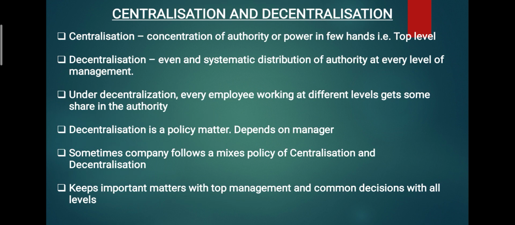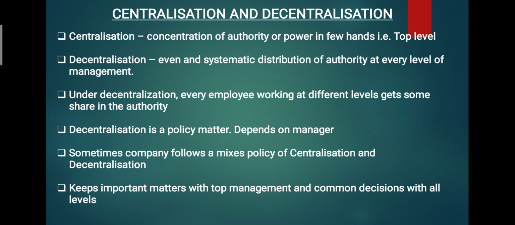Then comes the last topic of the chapter, centralization and decentralization. Centralization. What is centralization? Centralization means concentration of authority or power in a few hands, that is, the top level. It means concentration of power. Whenever in an organization decision-making authority is in the hands of top level management only, that is centralization. What is decentralization? Even and systematic distribution of authority at every level of management. Whenever we are dividing the work at each and every level of the organization, this is known as decentralization.